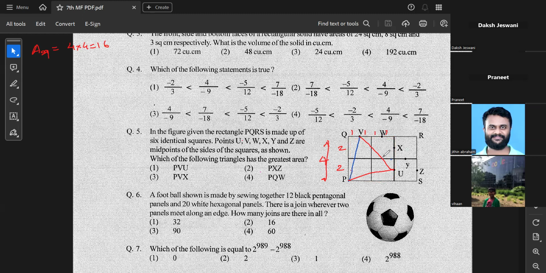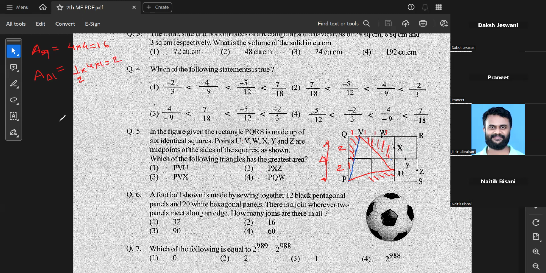I found the area of the complete square. From that, how do I find the area of the triangle? I will be removing this triangle, this triangle, and this triangle. So area of triangle 1 is half into base into height, which is equal to 2 centimeter square. Correct, half into 4 into 1, which is 2.